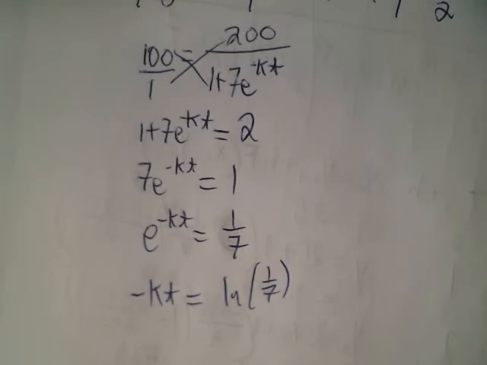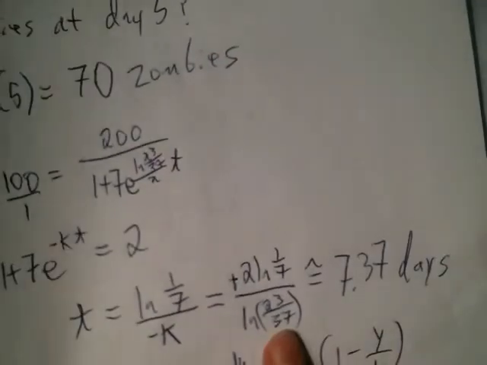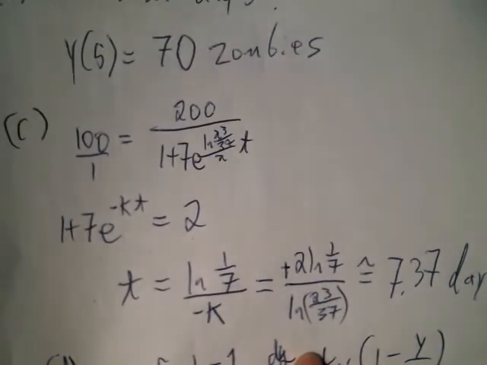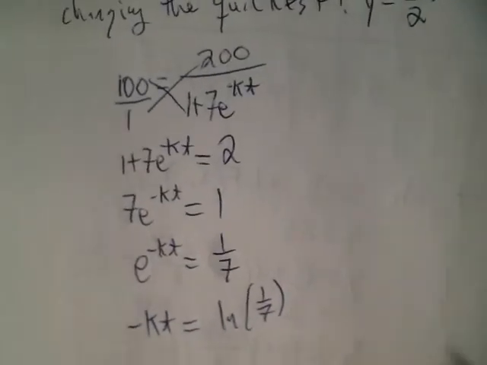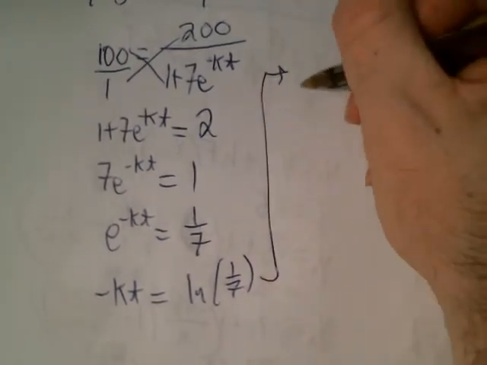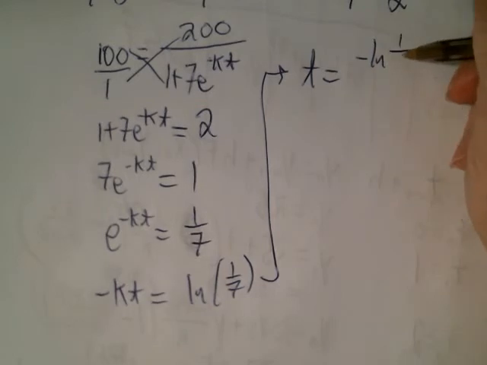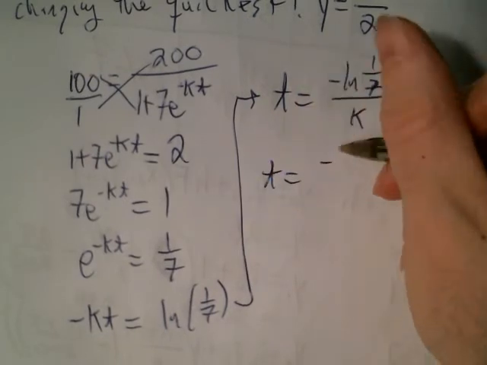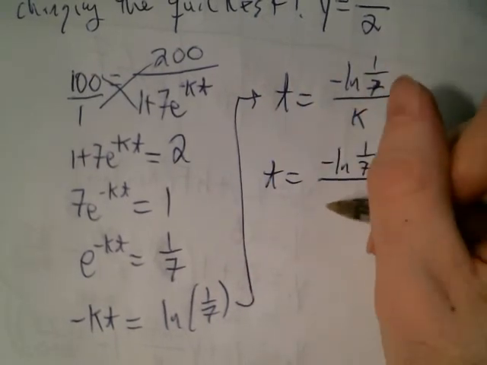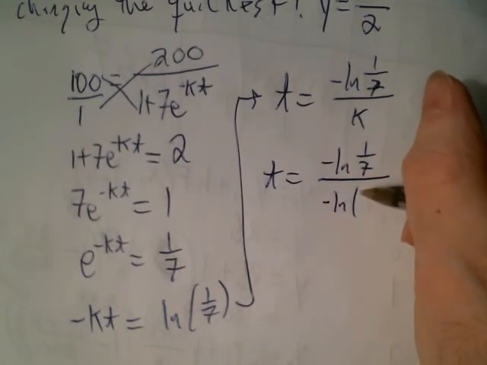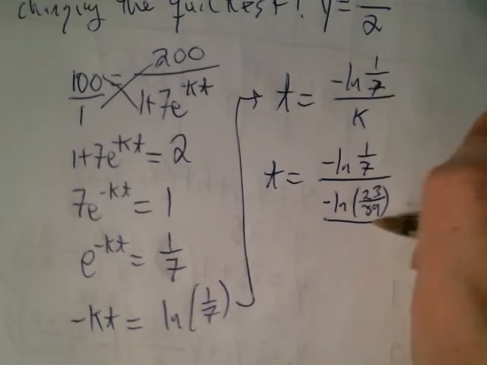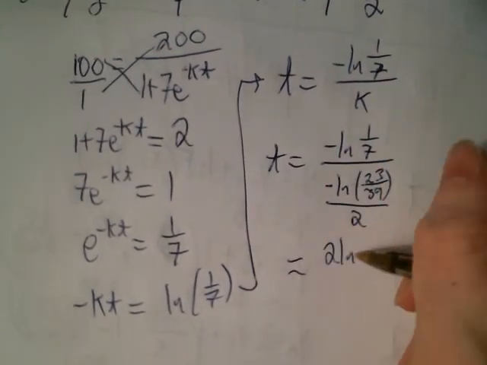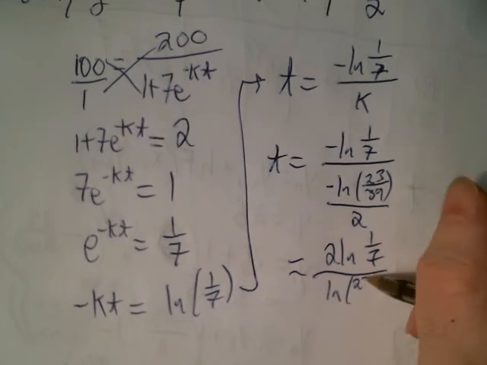Did we already do this? It seems like we should have in part C. I just did it in my head though, so I probably made some mistakes. Where is part C at? Yeah, here it is. So we should be getting the same answer from part C. But I'm actually doing it so I don't screw it up this time. Anyways, divide both sides by negative k. So t is negative ln of 1/7 all over k, and we said k was negative ln of 23 over 39 all over 2. So this will equal 2 ln 1/7 all over ln of 23 over 39.